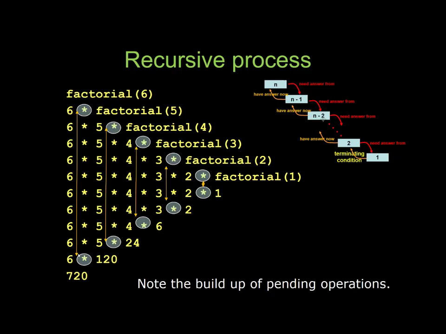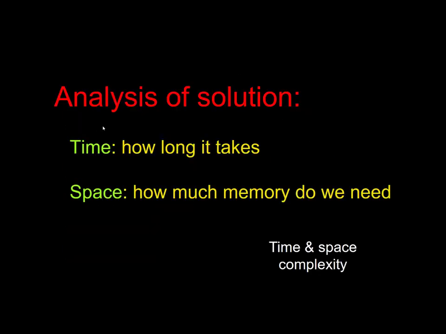We care about such pending operations because we care about the time and space of a program, which we will take a closer look at next. We don't just write a program to solve a problem, but we also need to know how good our solution is. To analyze our solution, we are always interested in the time and the space. The time means how long it takes to run the program, and the space is how much computer memory we need to be able to solve the problem. This is the subject of time and space complexity.